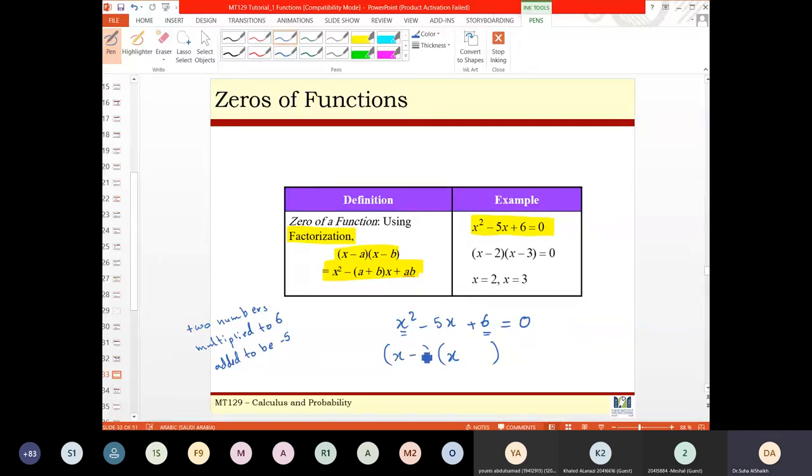The minus 3 and the minus 2 أبغى جمعهم يكون minus 5. Minus 3 و 2 multiplication minus 6 مش plus 6. I want the plus 6 with their addition to be minus 5. So actually minus 2 وال minus 3 ولا equal to 0.